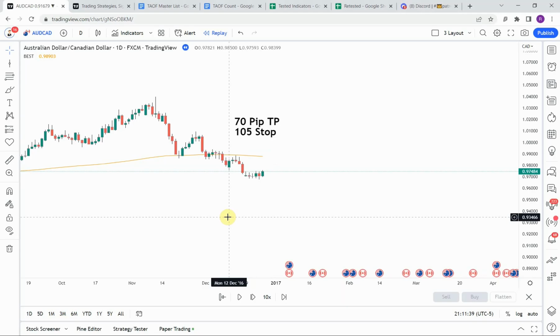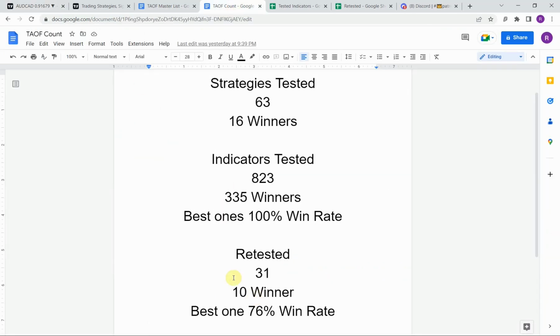Alright, as I said, today we will be testing the Brown's Exponential Smoothing Tool indicator. Before we do though, I wanted to put the testing scoreboard up for everyone to see. So to date, we have tested a total of 63 different strategies, with 16 of them being profitable. We've also tested a total of 823 indicators, with 335 of them being winners. The best ones so far were able to achieve a 100% win rate.